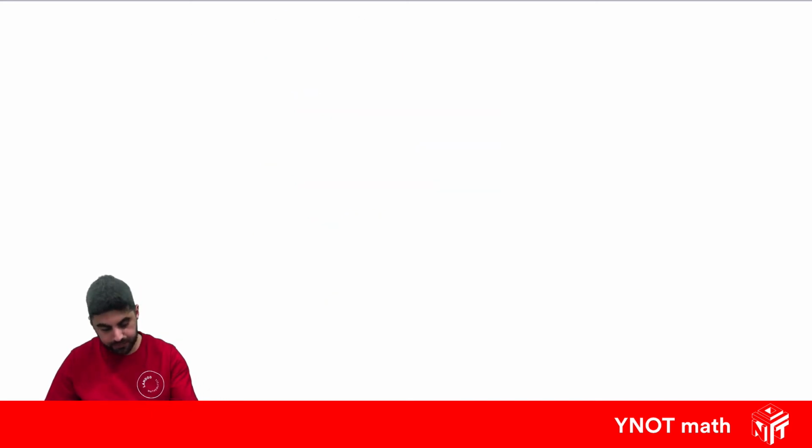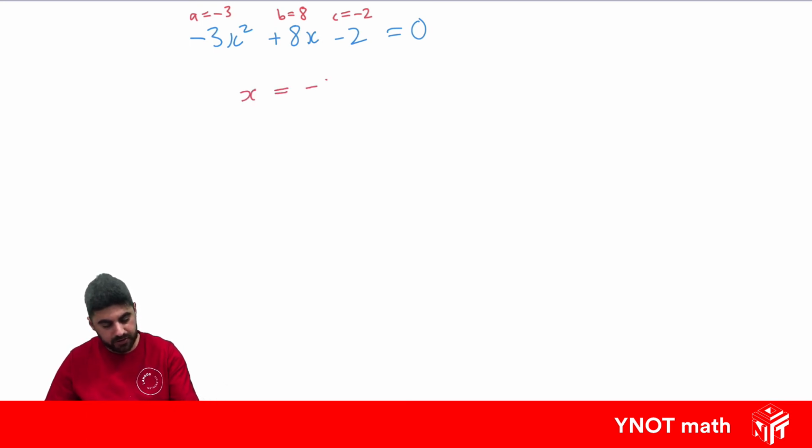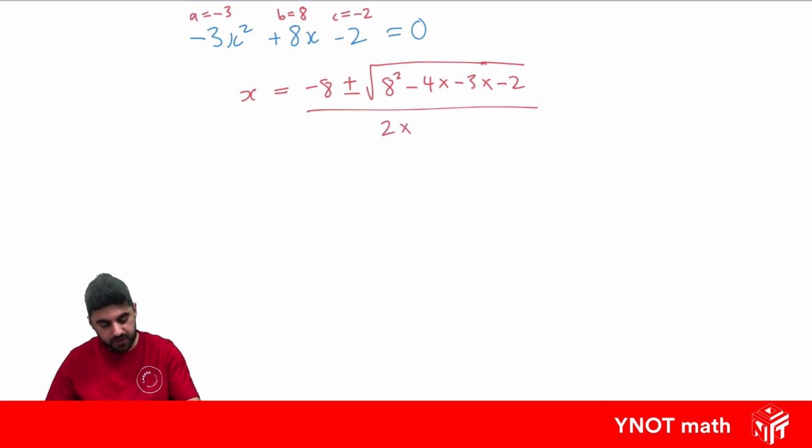One more example. Minus 3x squared plus 8x minus 2 equals 0. So we'll solve with the quadratic formula where a equals minus 3, b equals 8, and c equals minus 2. So we're going to have x equals minus b, so minus 8, plus or minus the square root of b squared, so 8 squared, minus 4 times a, so minus 3, times c, which is minus 2, all over 2 times a, which is minus 3.